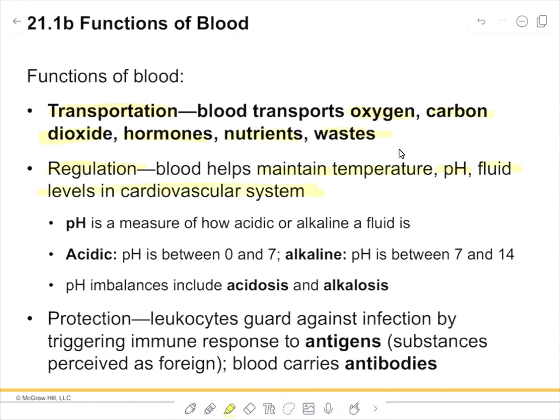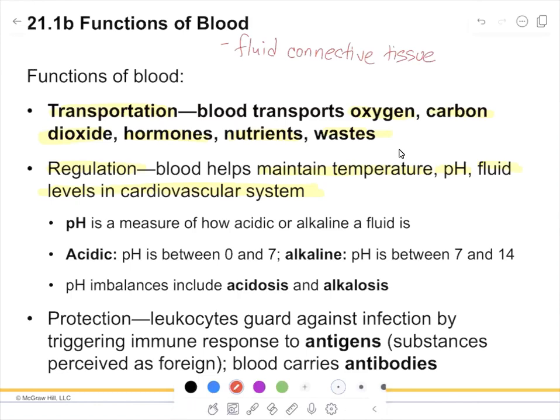So remember that the blood vessels are part of the cardiovascular system, but the blood itself is a very unique type of connective tissue. And it's very unique because it's the only type of connective tissue that has a matrix, which is actually fluid. The other types of connective tissue don't have a fluid connective tissue.